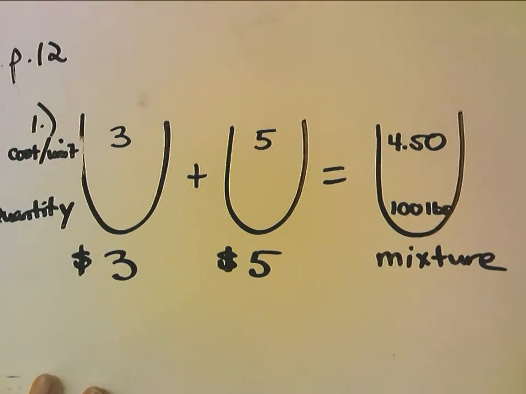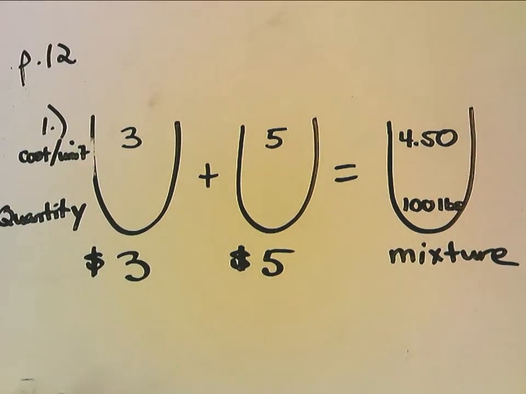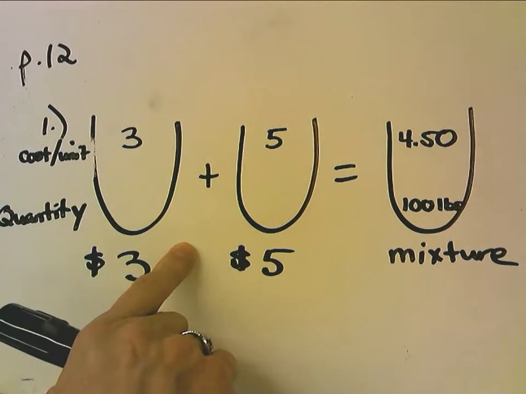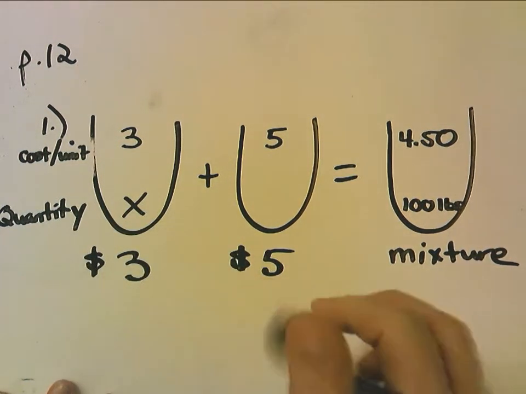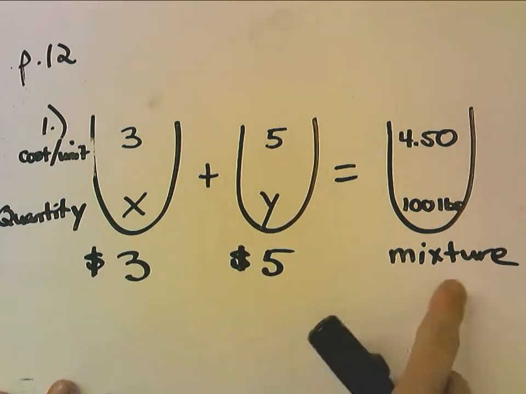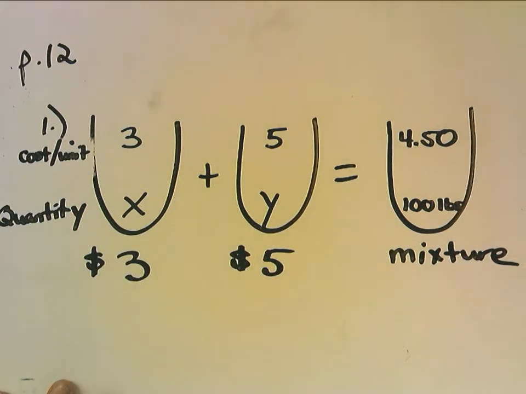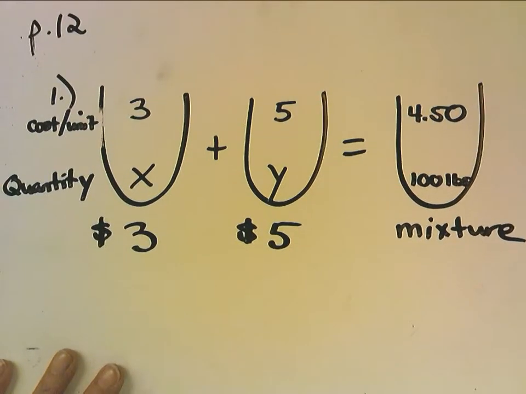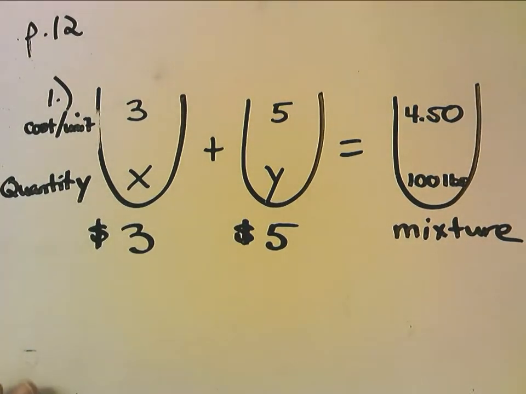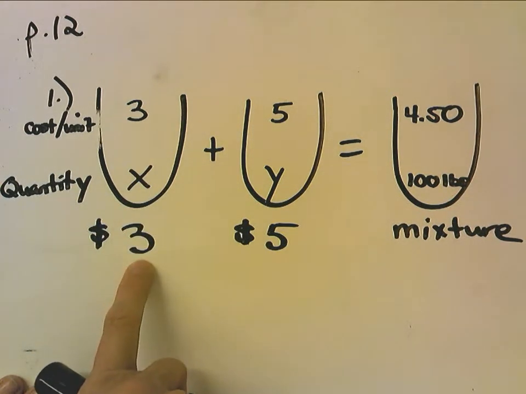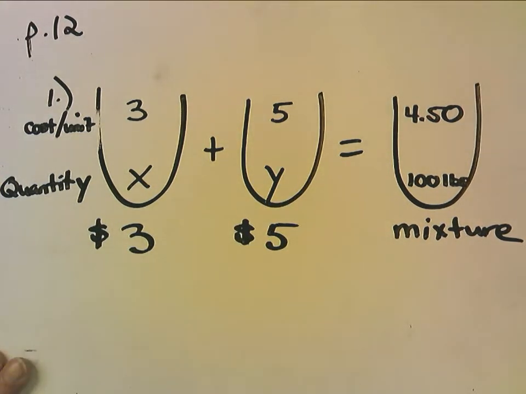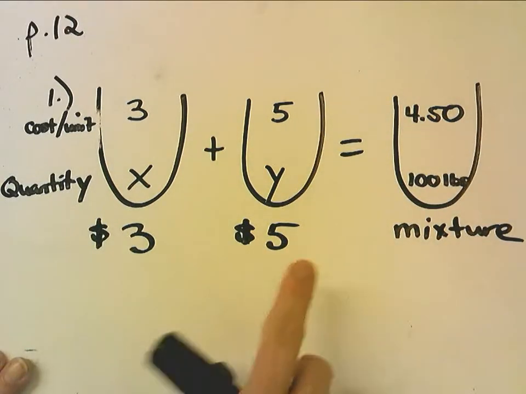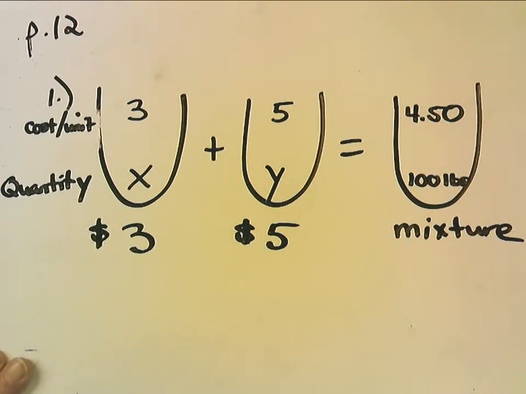Okay? So, how many $3 beans am I going to mix? We don't know, so I'll put an X. How many of the $5 are we going to mix? We don't know, so I'm going to put a Y. But I know I want to end up with a mixture that's 100 pounds. Now, this is going to help me come up with two equations, because I need a system of equations. I know X stands for the quantity of $3 beans. Y stands for the quantity of $5 beans. So I have defined my unknowns by using the beakers. If you choose not to use the beakers, you actually have to write that out.